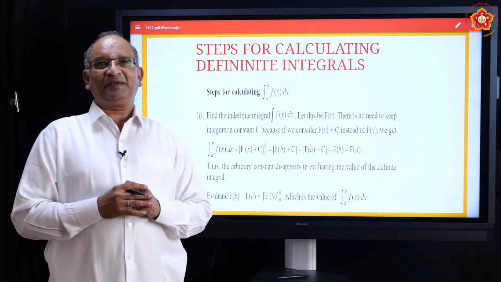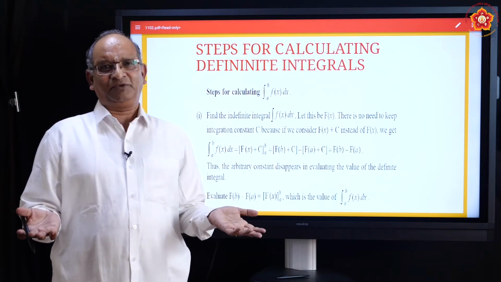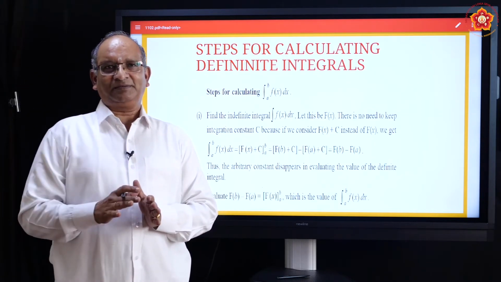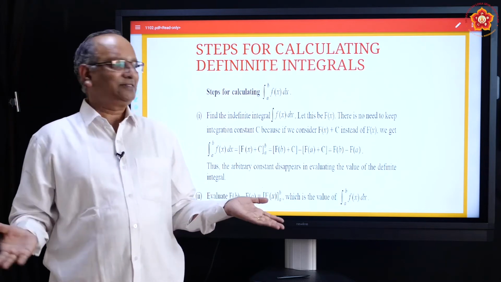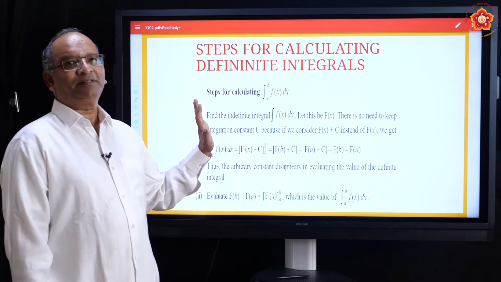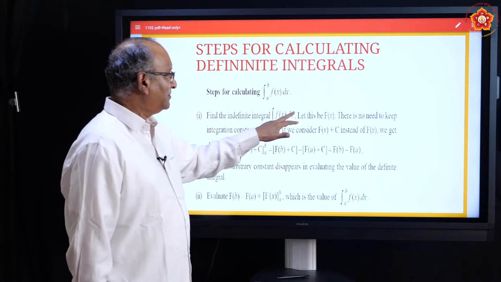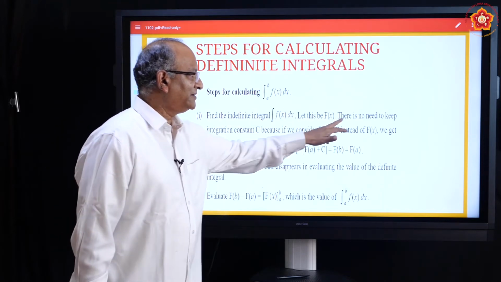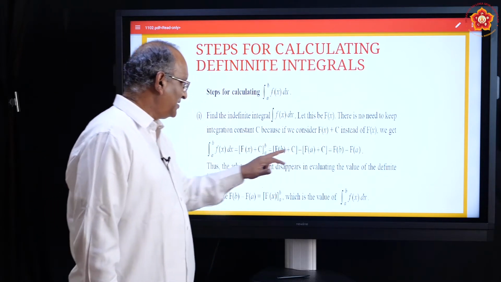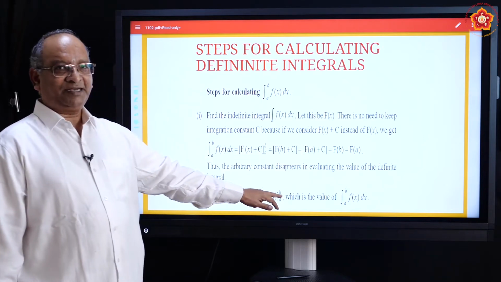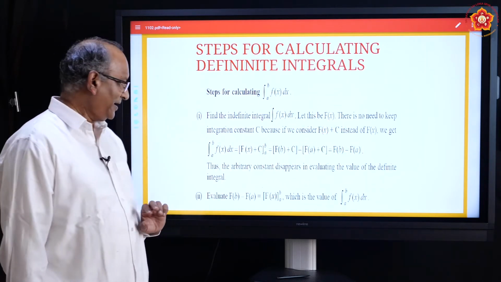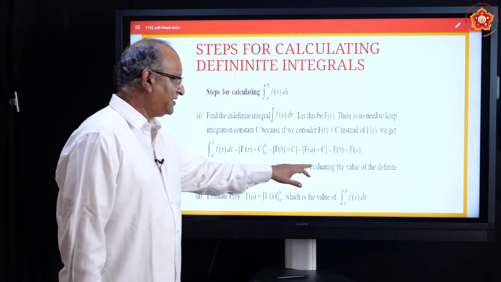Steps of calculating the integral from a to b of f(x) dx. No big steps. You already know how to integrate. Simply integrate the function, substitute the upper limit minus substitute the lower limit. There ends the matter. So find the indefinite integral first. Don't worry about the limits. Just find the indefinite integral, that is, without limits. Let this be F(x). There is no need to keep the integration constant, because if we consider F(x) plus c instead of F(x), then on one side it will be plus c, and when you subtract it will be minus c, and both will get cancelled. Thus, the arbitrary constant disappears in evaluating the value of a definite integral.